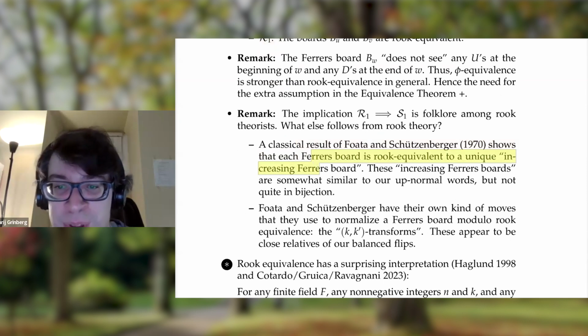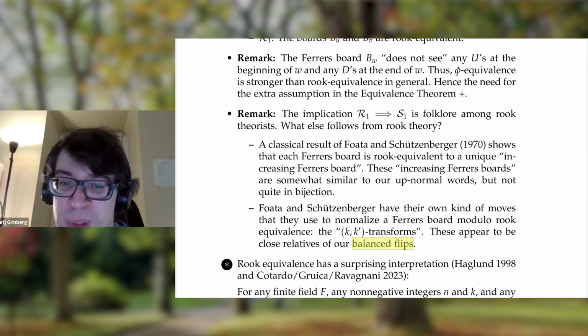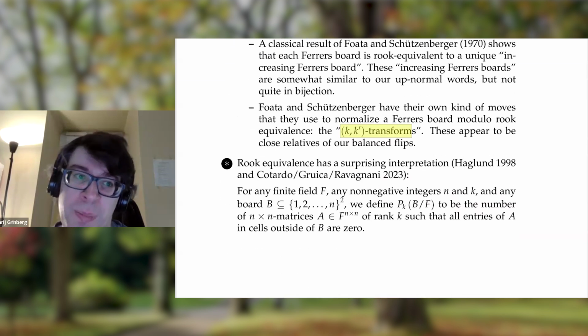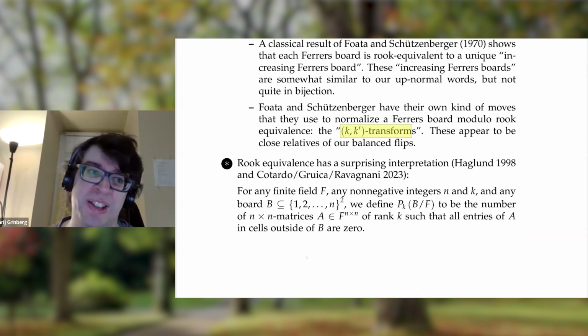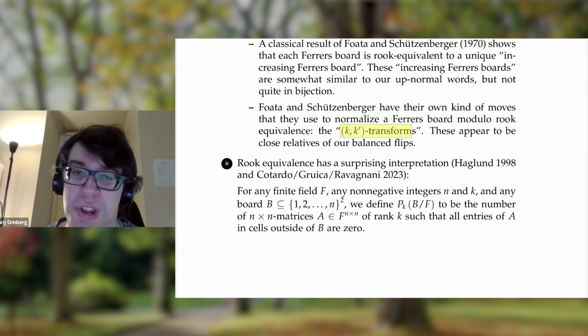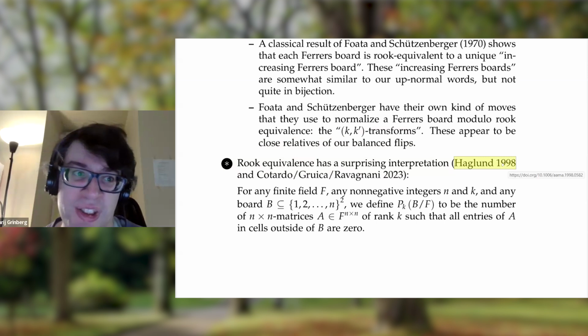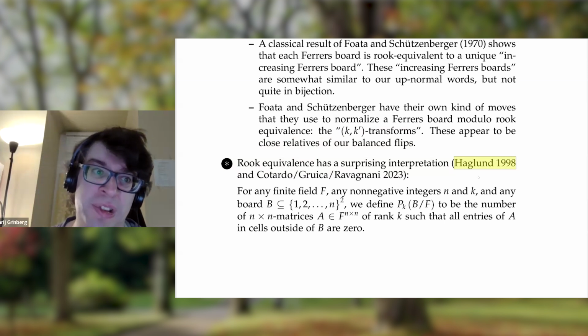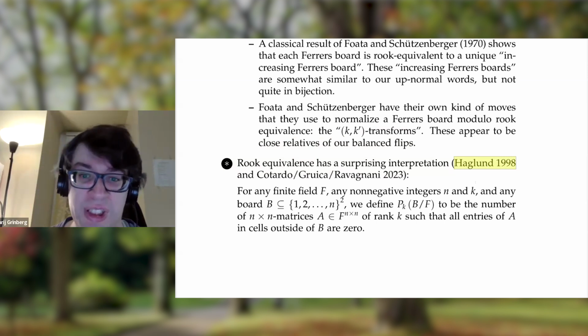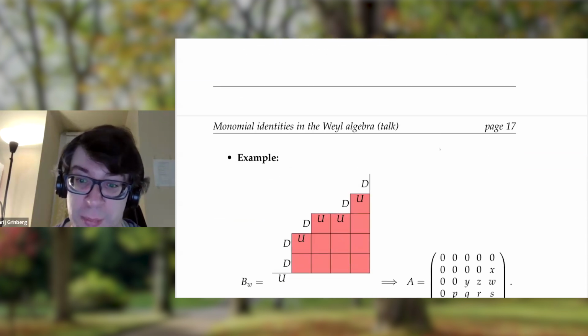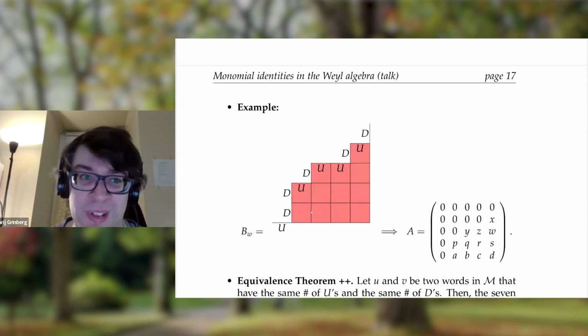In some sense, rook theorists have also seen balanced flips in a weird form. It's called the KK' transform in this paper by Foata and Schützenberger. But also, rook theory has been studied recently with a connection to finite fields. In fact, Haglund has noticed that rook polynomials count matrices over finite fields. This is a very fun connection. So it's best described by a picture again.